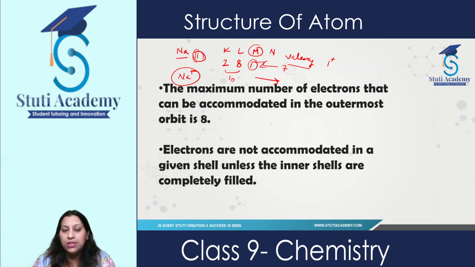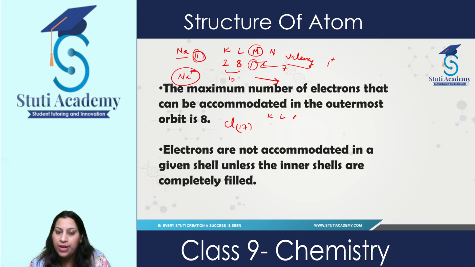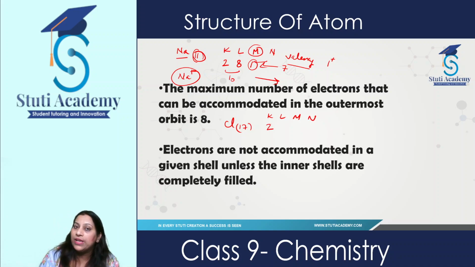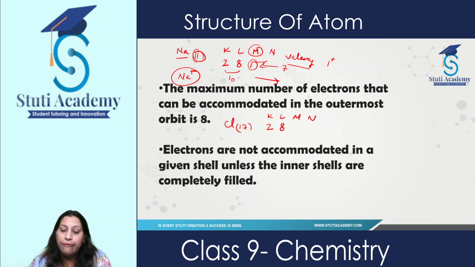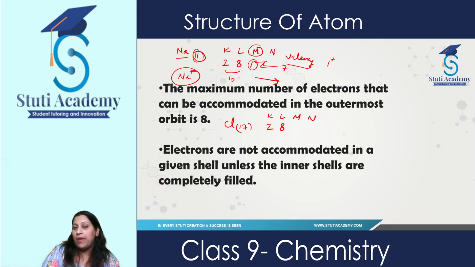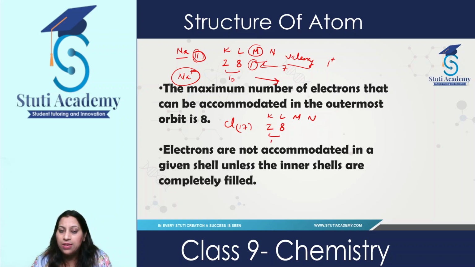Another example is chlorine. Its atomic number is 17. And if I'll write its electronic configuration, again according to the rule, here only 2 electrons can accommodate. So first I'll fill L shell by 8 electrons. Now how many are left? Write in the comment box. 8 and 2 is 10. So it means 7 are left. So I'll write this 7 here. Again, its outermost shell is M and it has 7 electrons.